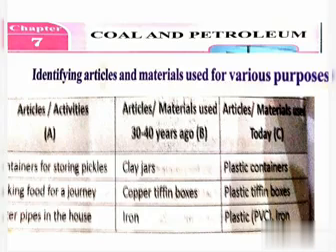So 30-40 years back they used coal as a fuel in train engines, but nowadays they are using diesel or electricity. Next, luggage for carrying clothes. 30-40 years back they used metal trunks, but nowadays they use plastic suitcases.